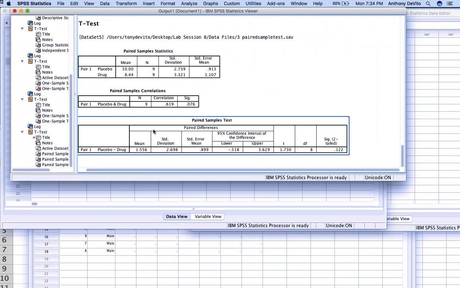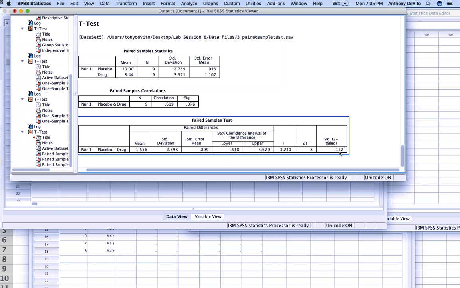So here's our single sample t-test. The mean difference is 1.556, same as we got. Here's the standard deviation of the differences and the standard error, which we could have calculated in Excel. The standard error is just the standard deviation over the square root of 9, or 3, which gives us that number. So now we calculate our t-value. Our t-value is 1.75, with a significance, a p-value, of 0.12.